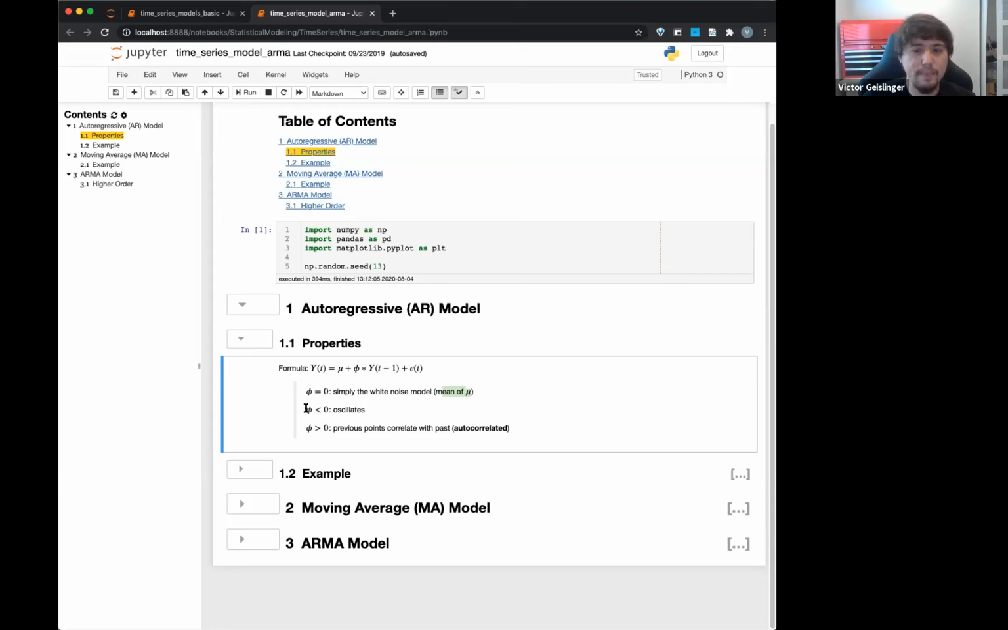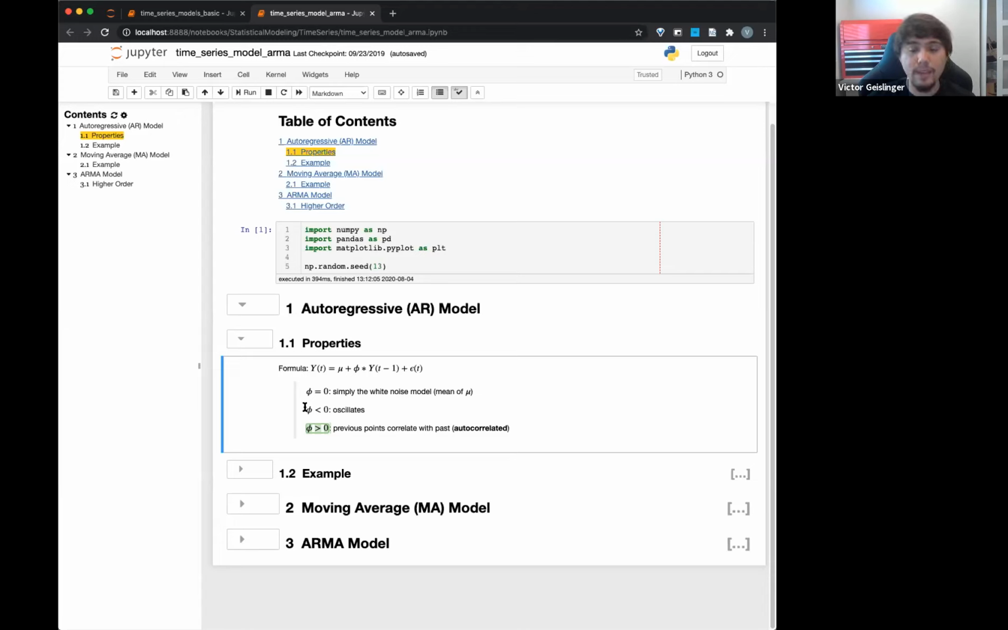The interesting stuff is when you don't have 0, right? So if phi is greater than 0, it's a positive number. It does depend, at least at some point, on where you were previously. So the previous points correlate with the past. We call that autocorrelation. It correlates with itself, autocorrelated. Makes sense when you break it down that way.